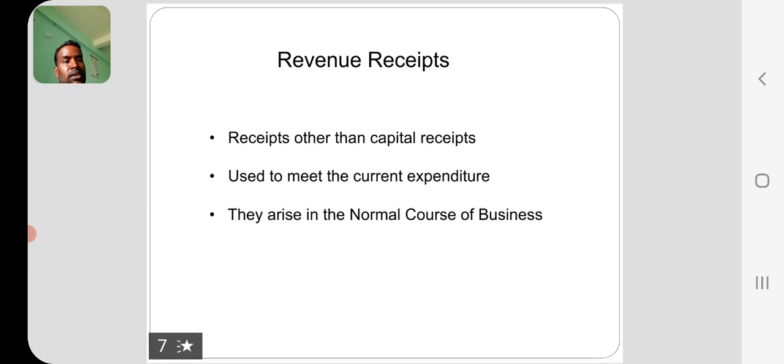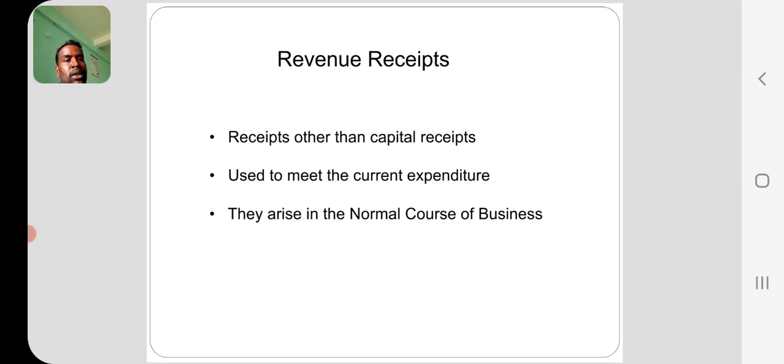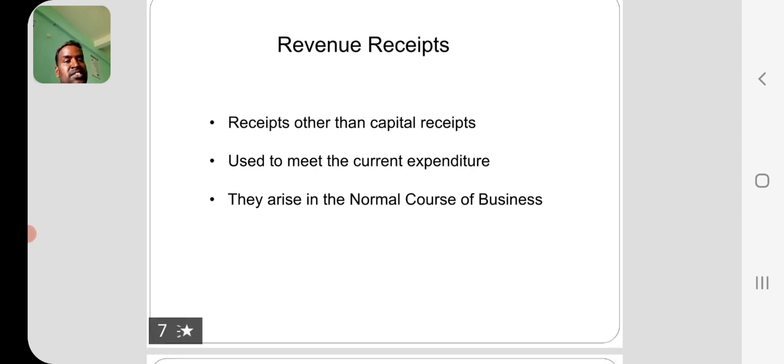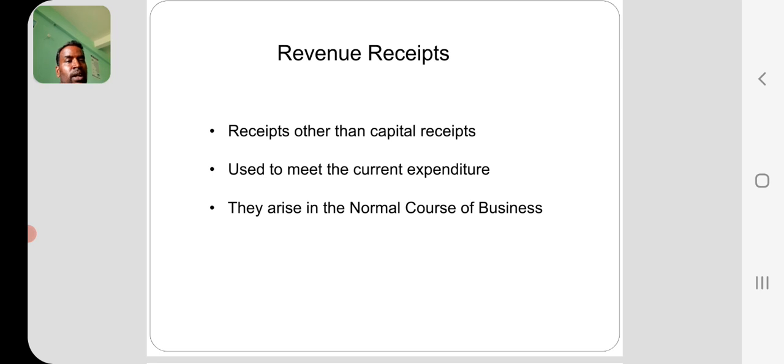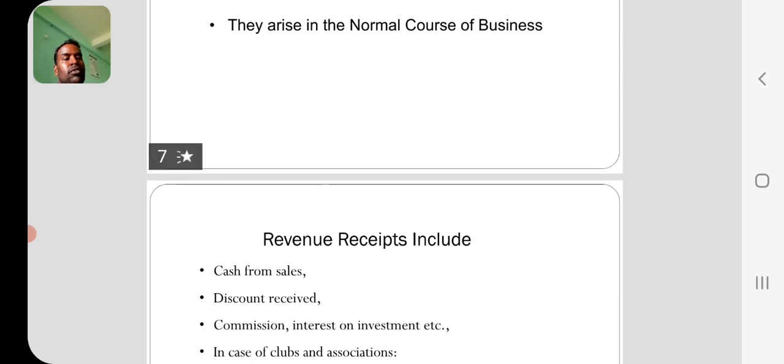Next, the same applies to revenue receipts, means the receipts which belong only to the current year, not future or past, that is the current financial year or a particular financial year. Okay. Receipts other than capital receipts are called revenue receipts, used to meet the current expenditure, and they arise in the normal course of business.